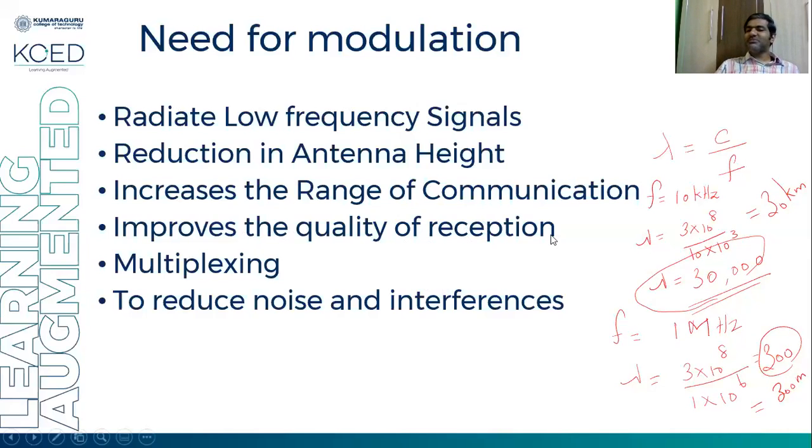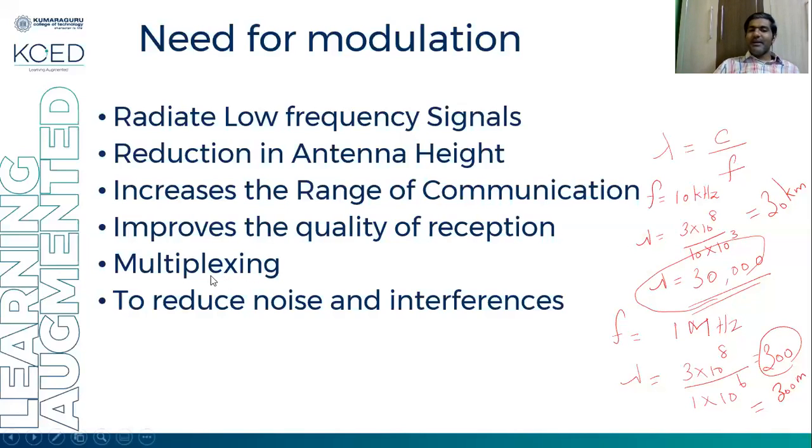The quality of reception means whatever you're transmitting, you'll be able to receive in your receiver. So that is called quality of reception. Whatever you're transmitting, with reduced noise or interference, you will be able to receive at your receiver. So that is called improving the quality of reception. With the help of advanced communication techniques like digital communication and multi-carrier communication, your quality of reception is improved. That is your next point.